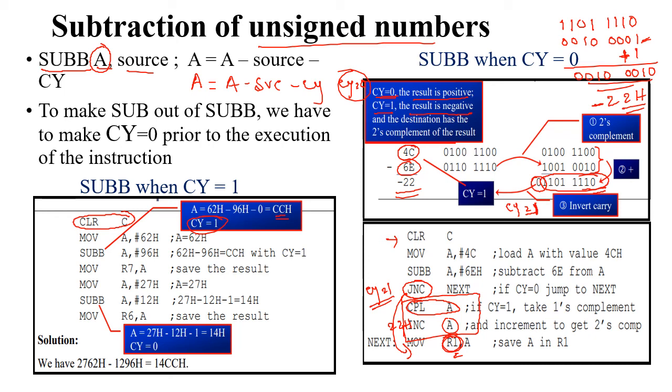So you need to load that result to some register. Next, move A comma the next value, that is 27, into the accumulator. Subtract 12 from 27. Since a borrow was given, you need to subtract that one as well from 27H. So 27H minus 12 minus 1, and the result is 14H. So the total result is 14CC. This is the result that will be present in the registers R6 and R7.